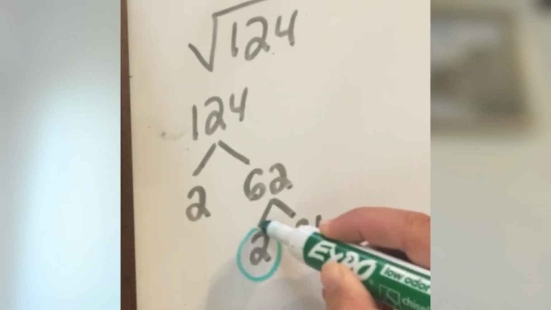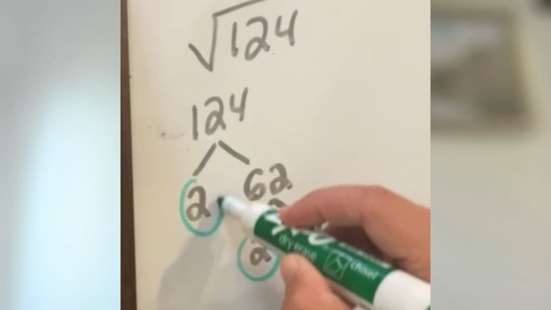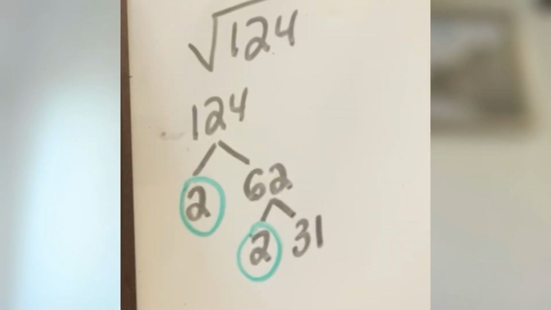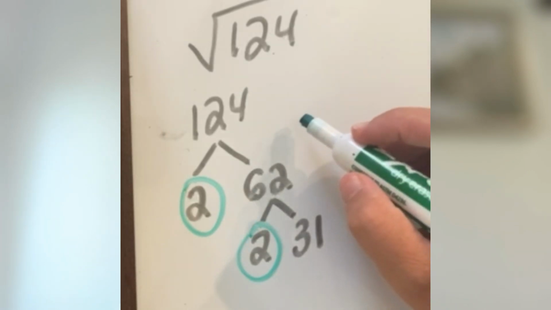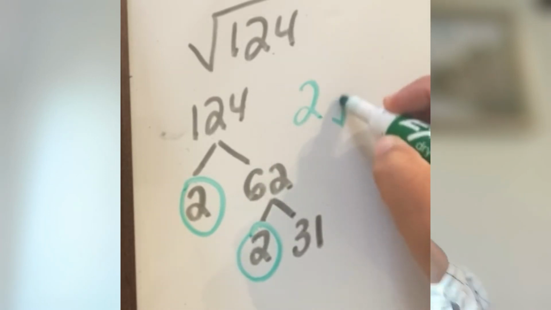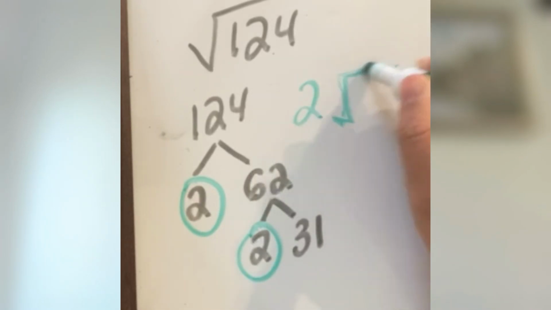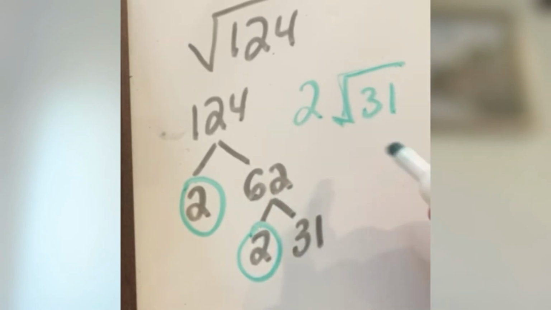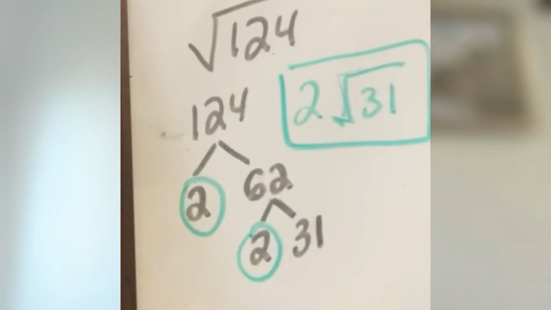And we need to look for any pairs that we can combine together. Well, I see 2 2s. Again, looking for our ending of the branch. So 2 and 2, they combine to make a pair. So that means I'm going to take out a 2. So I'll have 2 square root of 31 because the 31 will be left underneath the square root.